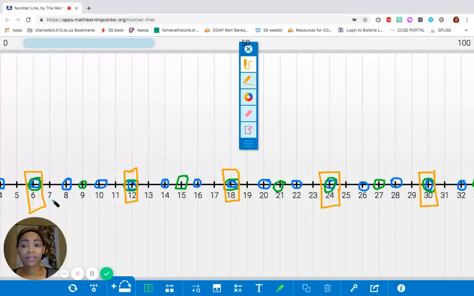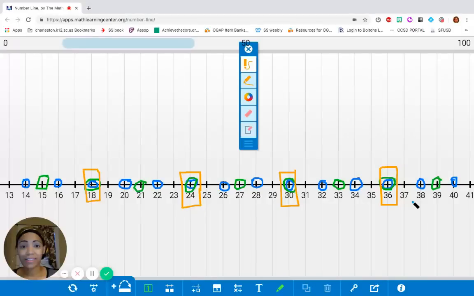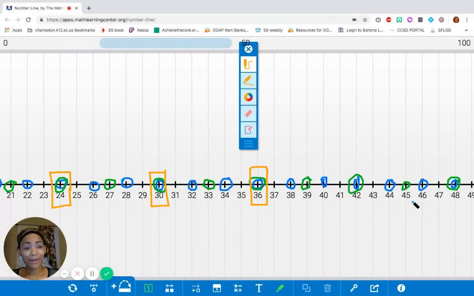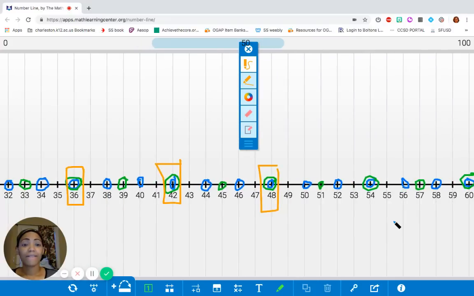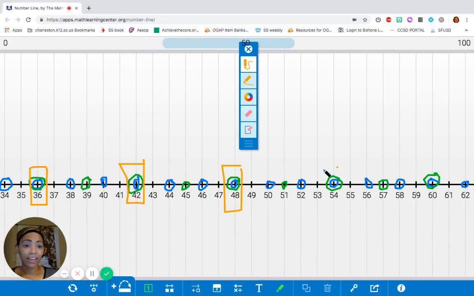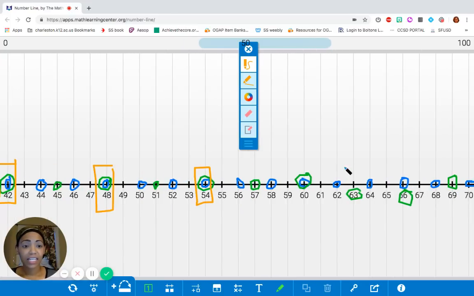Our numbers end in 6, 2, 8, 4, 0. And now we have a number that ends in 6 again. Are you seeing a pattern? I am. Here we go. 42, 48, 54, 60. Nice. So how many multiples do we have so far?